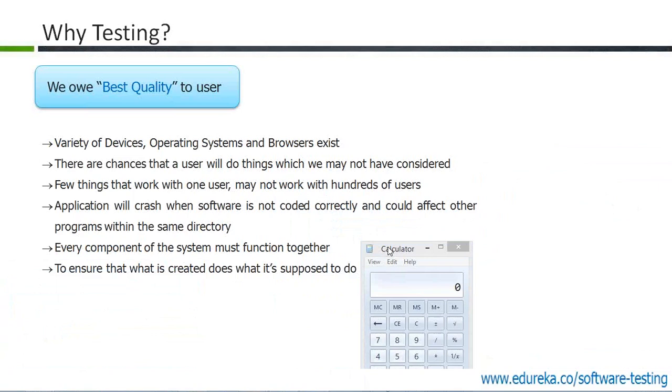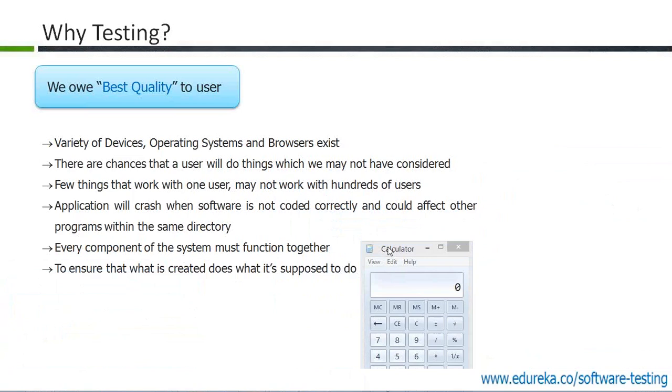And fourthly, the application will crash when software is not coded correctly, and it could affect other programs within the same directory. See, this is one example. Let's say we have the banking software. I'm quoting a banking example because every one of us is very aware of this banking software, where we do fund transfers, check our balance statements and so on. That's the reason I'm taking this banking example.